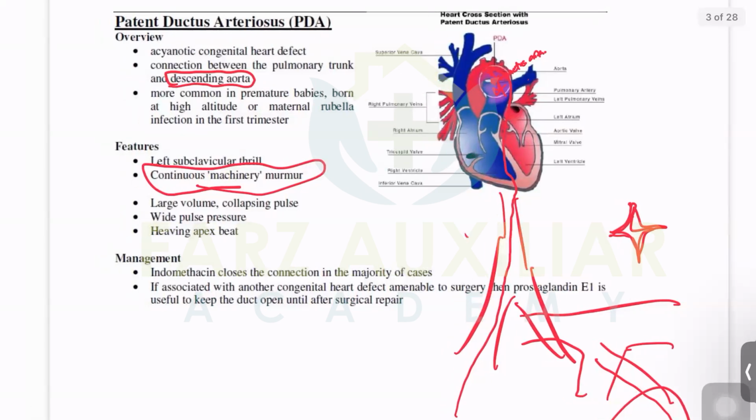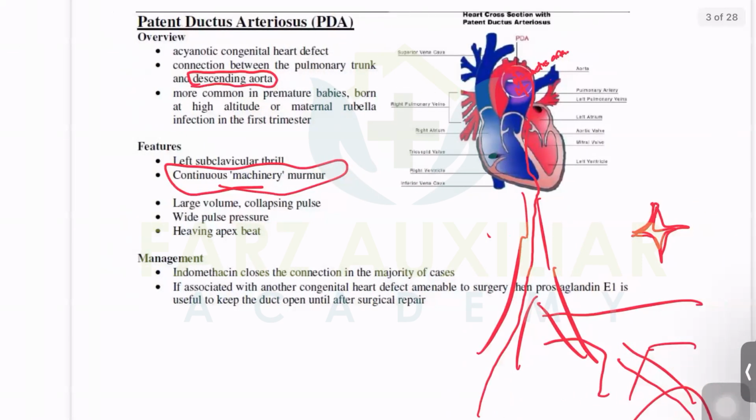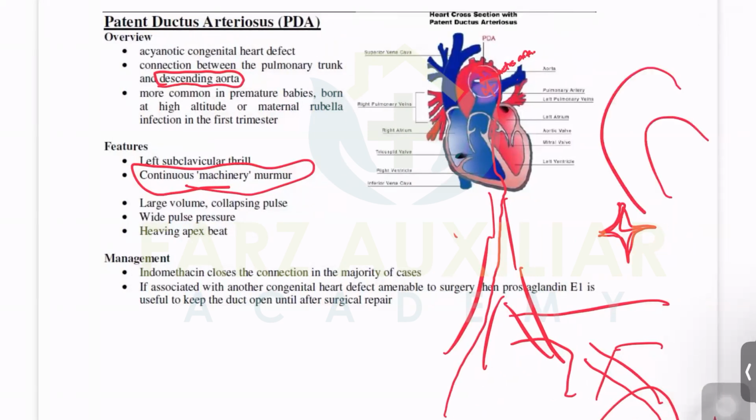So you can imagine that this is the aorta and the connection. We would ligate it somewhere here. But that would require a sternotomy, opening up of the mediastinum, and it is not required these days. We can just put in an occlusive device.